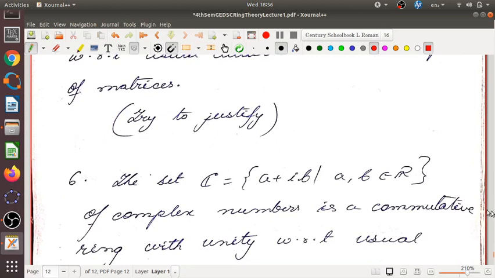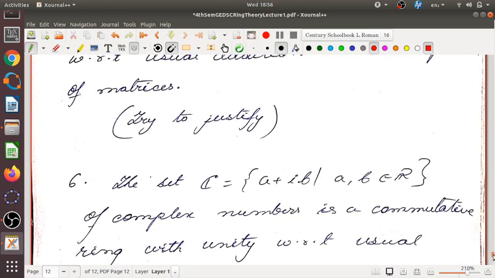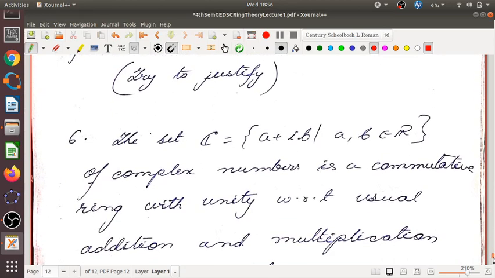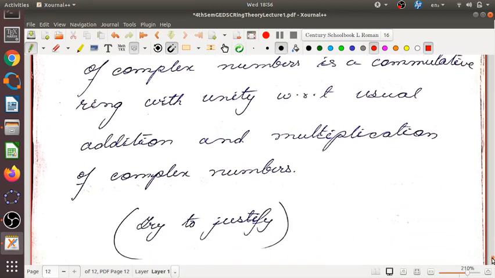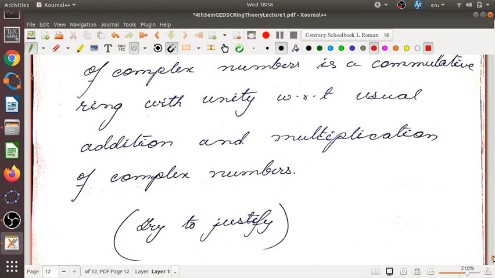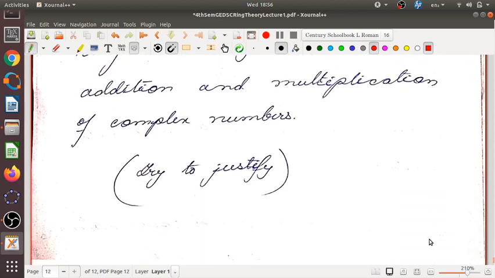And another example, the set C equal to a plus ib, where a, b belong to R, of complex numbers, is a commutative ring with unity with respect to usual addition and multiplication of complex numbers. So this also you try to justify. Okay, so in the next lecture I'll deal with some more problems. Thank you.